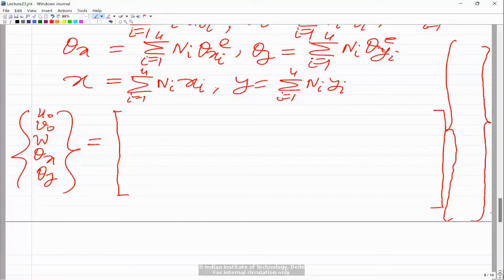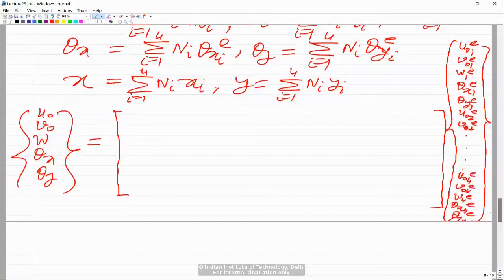So u naught 1e, v naught 1e, w1e, theta x1e, theta y1e, like that you will have. And then for the second node, u naught 2e, v naught 2e, and so on, like that you will have. And then finally for the last node you will have u naught 4e, v naught 4e, w4e, theta x4e, and theta y4e. So these are the degrees of freedom.